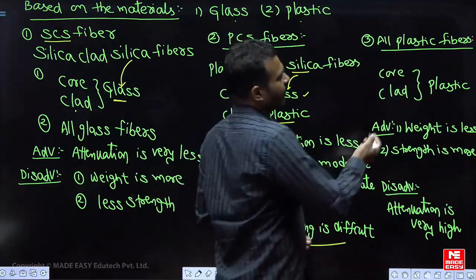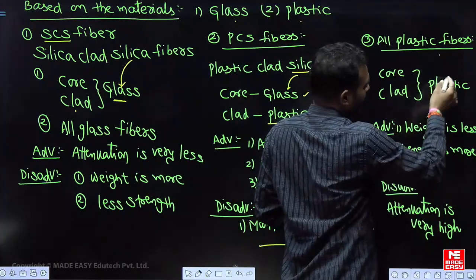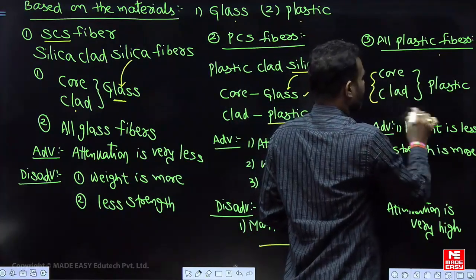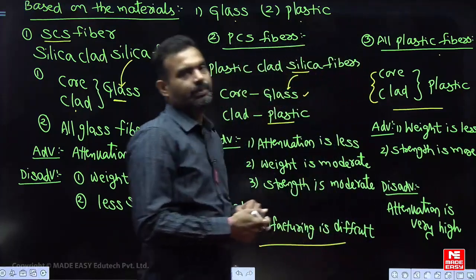Next one is all plastic fibers. If you talk about all plastic fibers, the name itself indicates that both core and clad are manufactured with plastic.